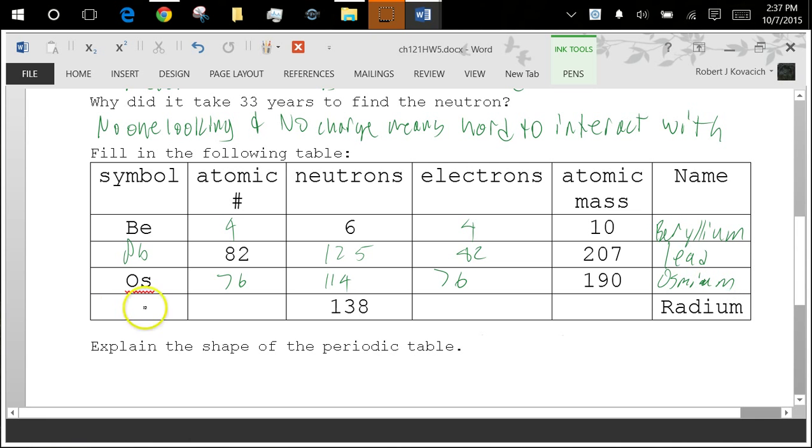Okay, so if I'm radium, my symbol is Ra. Element number 88? Yeah. And if this radium has 138 neutrons, then I've got 226 as my total mass. All right.